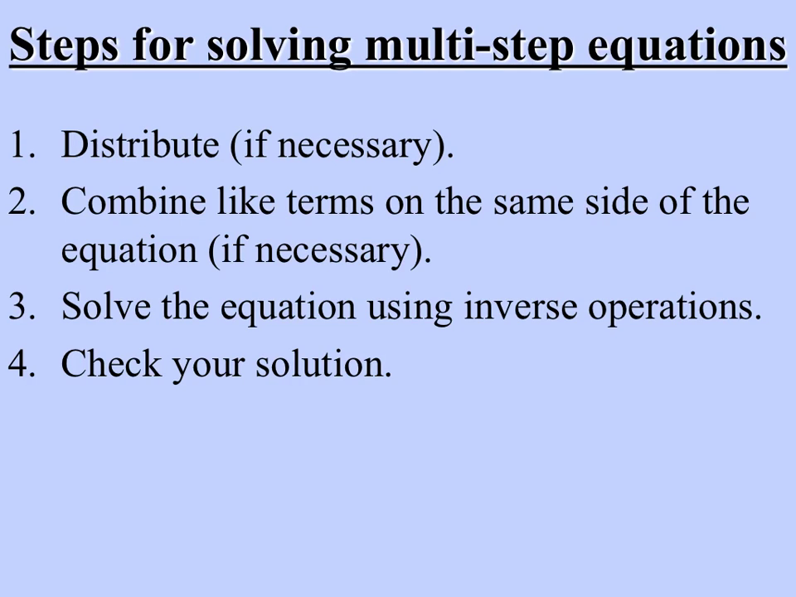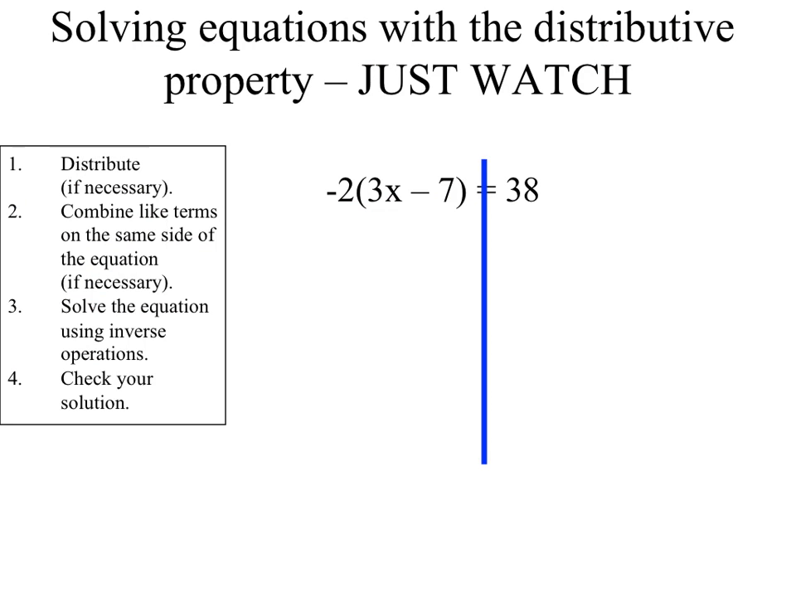So we have 4 steps for solving multi-step equations. Step 1 would be to distribute, and that's only if necessary. If there is no distributive property, you just move to step 2. And step 2 says to combine like terms that are on the same side of your equation, if necessary, again, because you don't always have like terms. And moving into step 3 says to solve the equation using inverse operations, and then finally step 4 would be to check your solution.